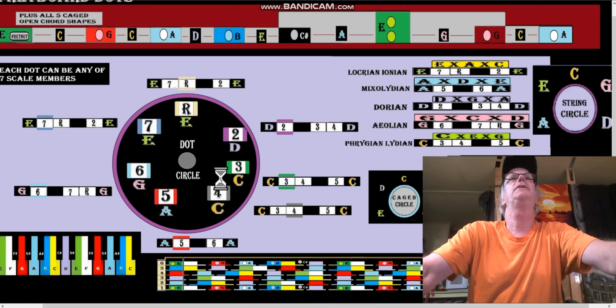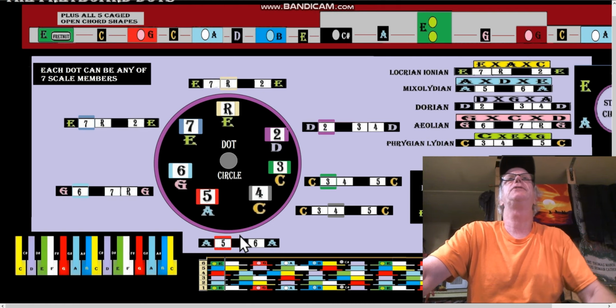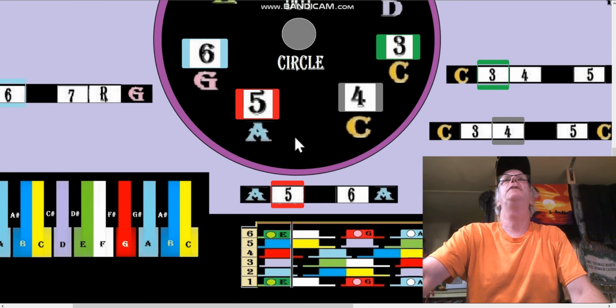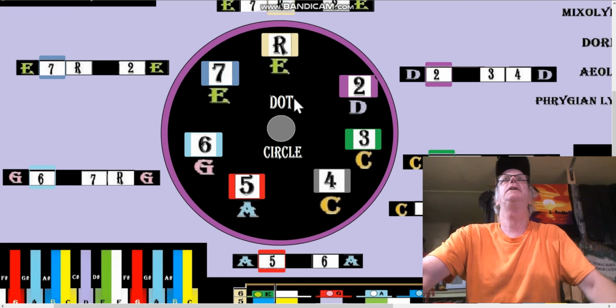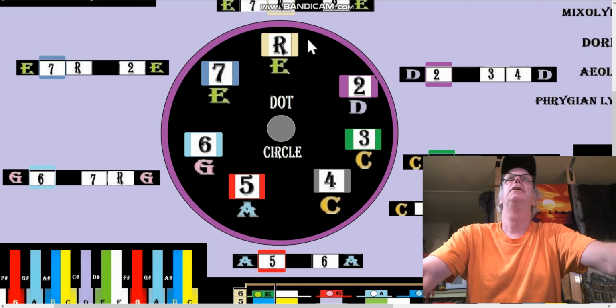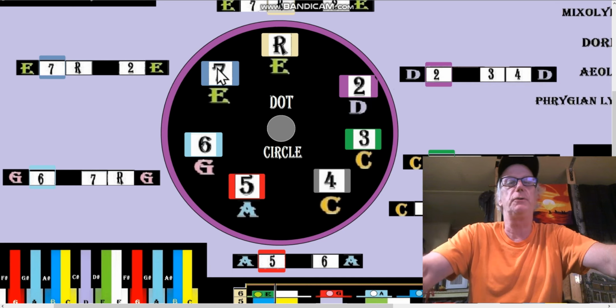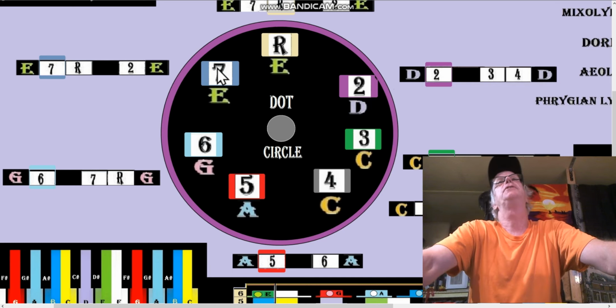So coming around here, we have our A shape. If the dot is on the 5, we use the A shape. So you fit the note to the A shape. Remember, we're going in a major scale here. Root, 2, 3, 4, 5, 6, 7. We could do it in any key. You just have to fit the dot to that key.